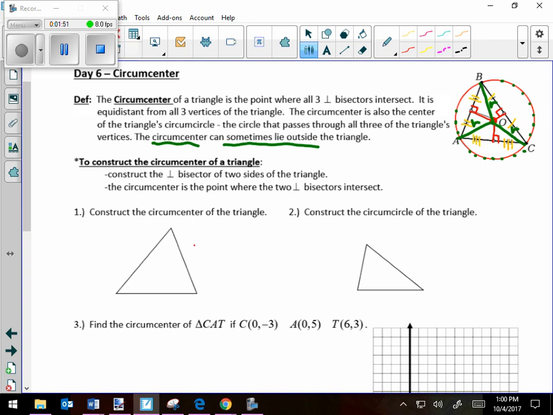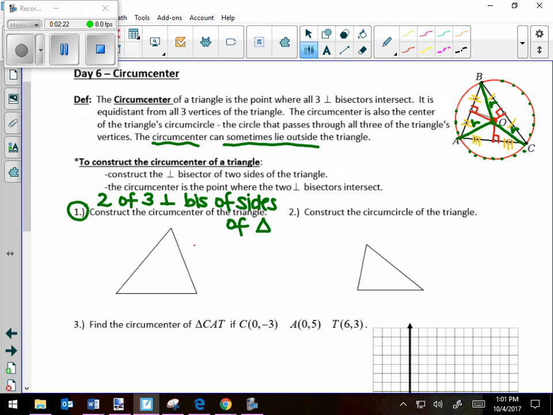Our job today is going to be to do two constructions, one of which is going to be to construct the circumcenter of the circle. And in this case, you have to do two of the three perpendicular bisectors of the sides of the triangle. And when you draw two of them, you're going to find that point of intersection, and that point of intersection will be where the circumcenter is.